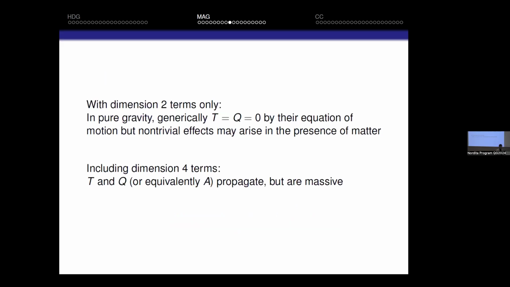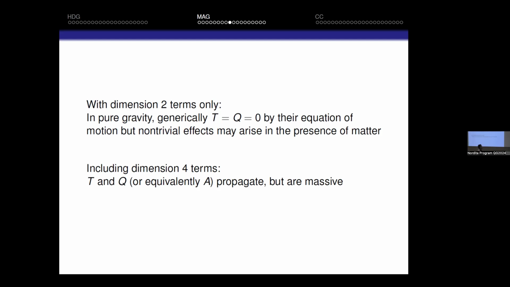Now, if you keep only the dimension 2 terms, which are the leading ones at low energy, you know what happens, because that Lagrangian is basically the Palatini Lagrangian. The equation of motion will tell you that torsion and non-metricity are 0 in pure gravity. If there is matter, it's more interesting because you can have non-zero torsion then. But torsion and non-metricity are basically non-dynamical objects.